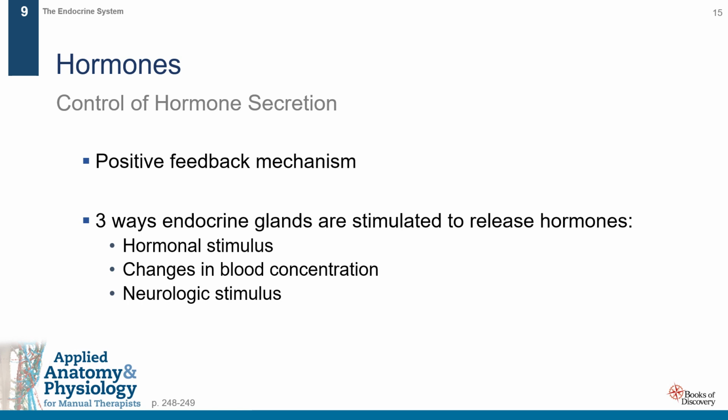And in terms of neurologic stimulus, in a few cases, neurons stimulate specific glands to release their hormones. The relationship between the hypothalamus and posterior pituitary and the sympathetic stimulation of the adrenal glands are examples of this type of endocrine gland activation.